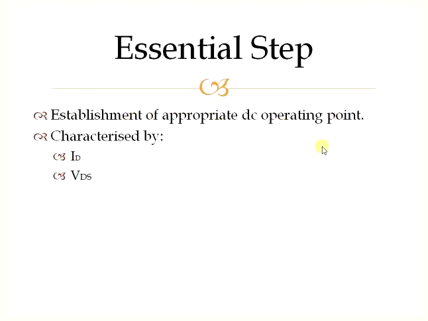An essential step in the design of a MOSFET amplifier is the establishment of an appropriate DC operating point for the transistor, known as the biasing or the bias design. An appropriate DC operating point is characterized, first, by a stable and predictable DC drain current ID, and secondly, by the DC drain to source voltage VDS. These two points ensure operation in the saturation region for all expected input signal levels.